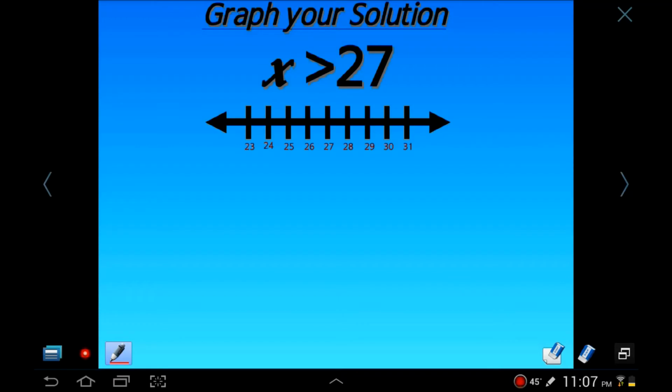Okay, so here is the solution right here: x is greater than 27. Here is our number line, and we're all set to graph it. Okay, and to graph this, we're going to make an open point at 27. Open because it's just the plain, regular greater than sign. It's not greater than or equal to. If it was greater than or equal to, you would use a closed point. And then which way do we shade it? We're going to shade it to the right, because it says greater than. Those are all the points that are greater than.